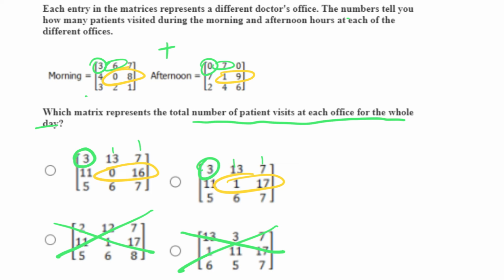So let's see which one it is. We have 0 here, plus 1 there. 0 plus 1 is 1. This one says it should be 0, so it's wrong. But just to check my answer, 8 and 9 should equal 17. So our correct answer here would be this matrix right there.